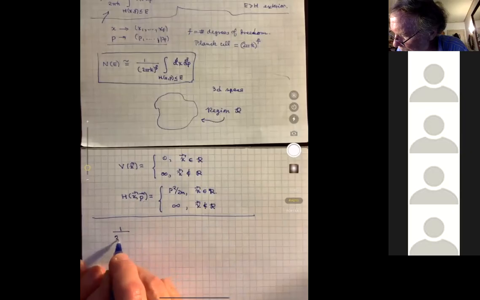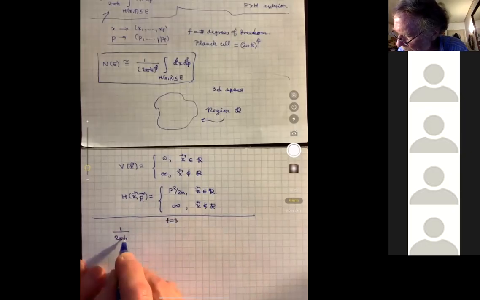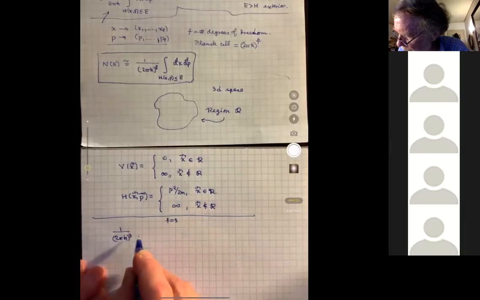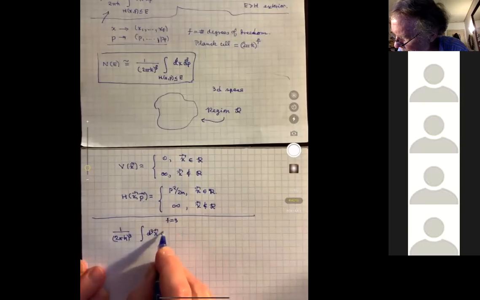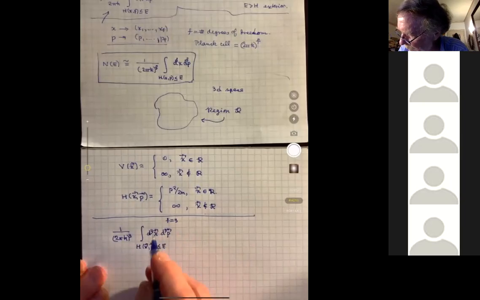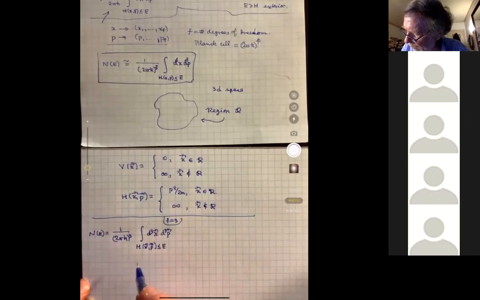1 over 2 pi h bar, here we have f equals 3 because we're talking 3-dimensional space, so 2 pi h bar cubed, we have the integral d cubed x d cubed p. It's a 6-dimensional integral over the region where h of x and p, these are vectors now, is less than or equal to energy E. This is what we need to evaluate here. This is going to be our N of E. Well, this we can work out. We do it this way.